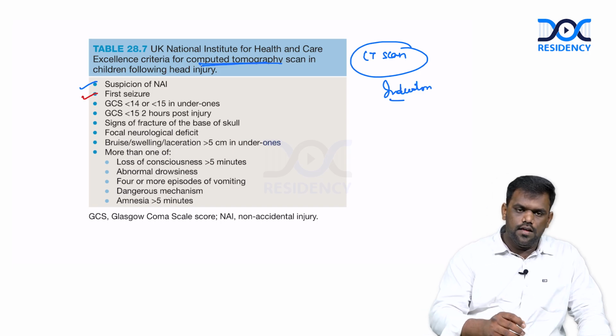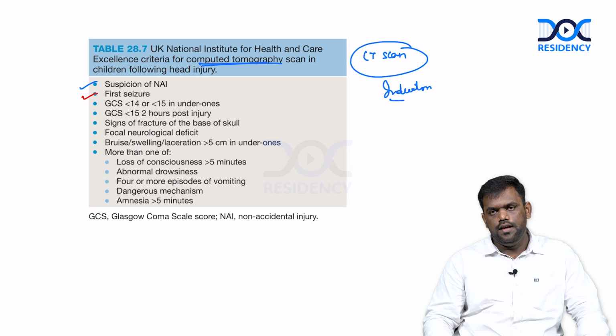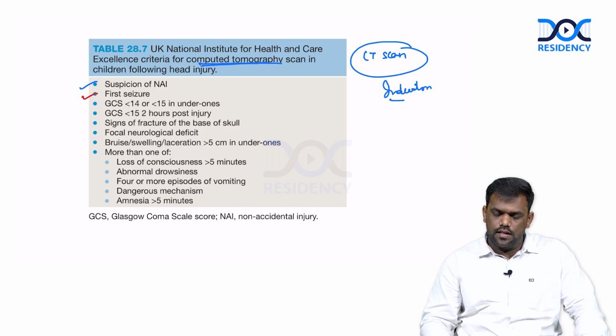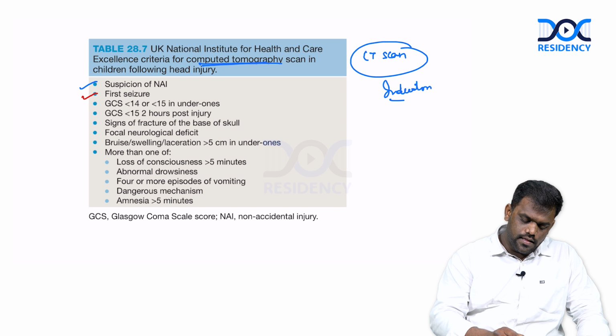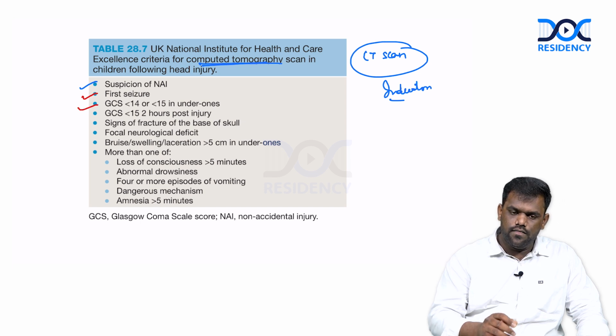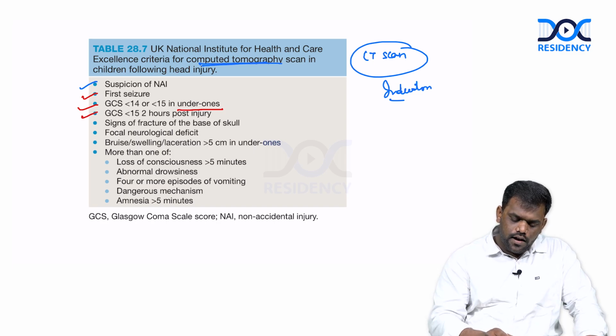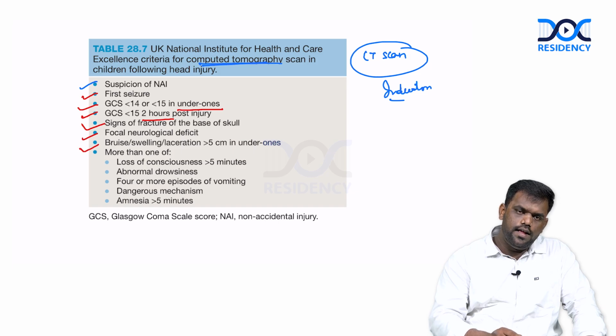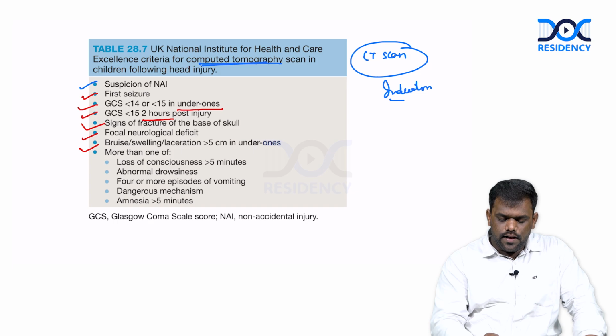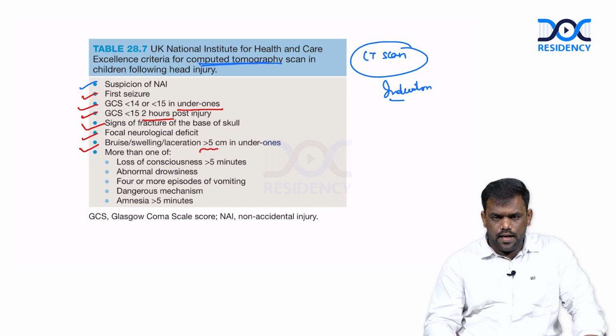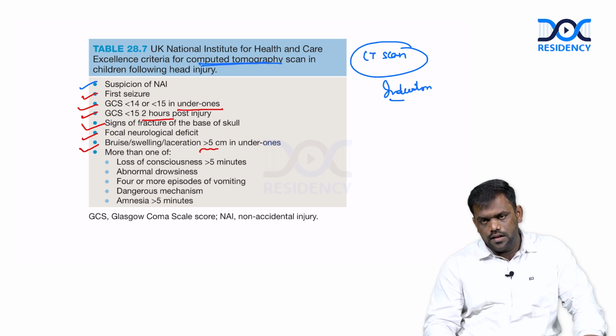When the patient has a seizure, in the first seizure episode itself, you have to take the CT. Whenever the GCS is less than 14, or less than 15 in under ones. Whenever the GCS is less than 15 at 2 hours post injury. Next is signs of fracture of the base of the skull. Whenever you have a focal neurological deficit, or a bruise, swelling or laceration more than 5 centimeter in under ones.